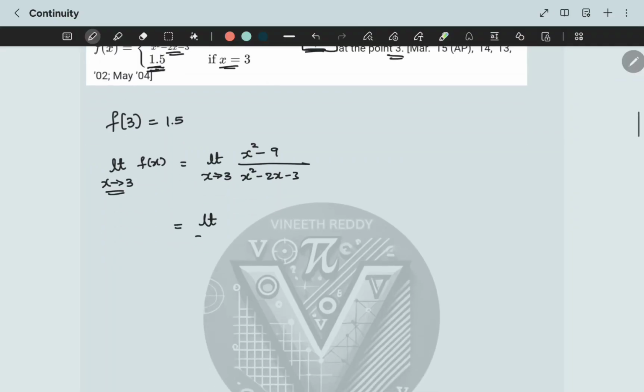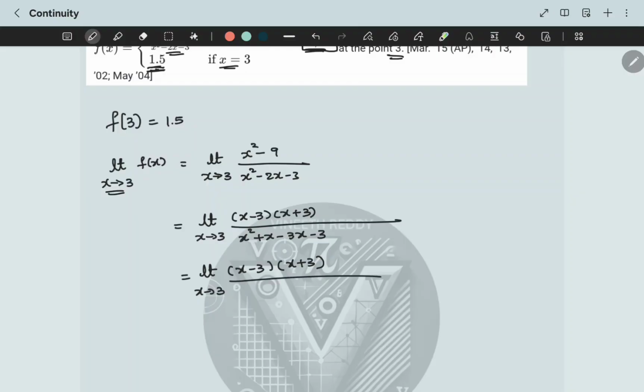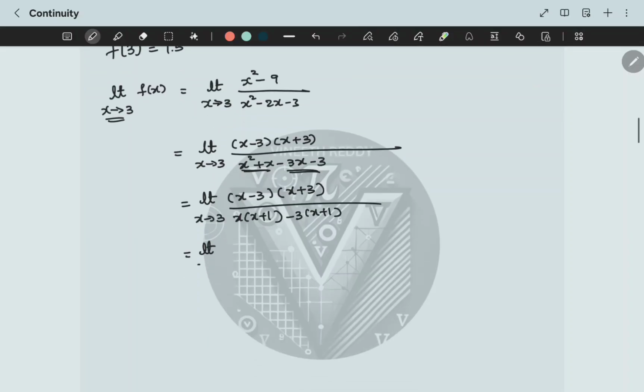So now I think we can factorize it. We can write the numerator as x minus 3 into x plus 3, divided by x square minus 2x minus 3. We can write it as x square plus x minus 3x minus 3. We can write this as limit x approaches 3, x minus 3 times x plus 3 divided by, I can take x common here, so we get x plus 1, and we can take minus 3 common here, so we will get x plus 1. Now we can write this as limit x approaches 3, x minus 3 into x plus 3 divided by, we can take x plus 1 common from the denominator, and now what remains is x minus 3. So we can comfortably cancel this and this.